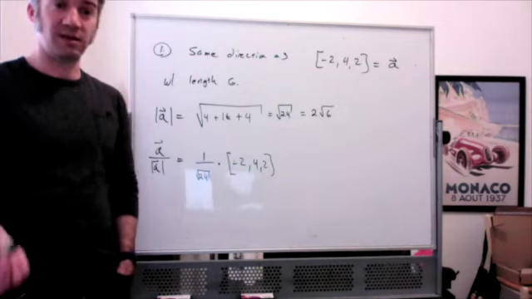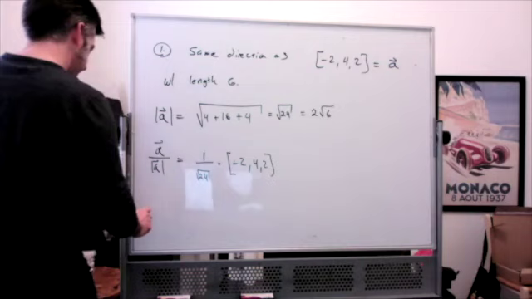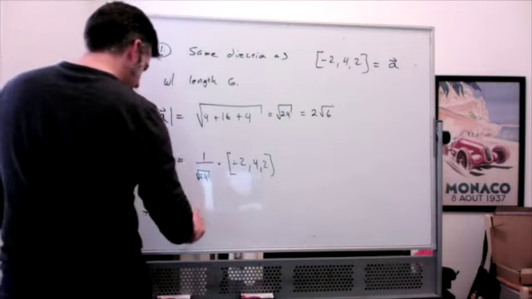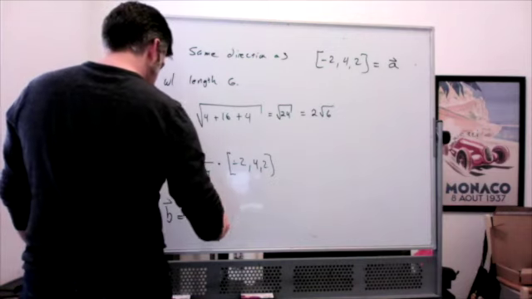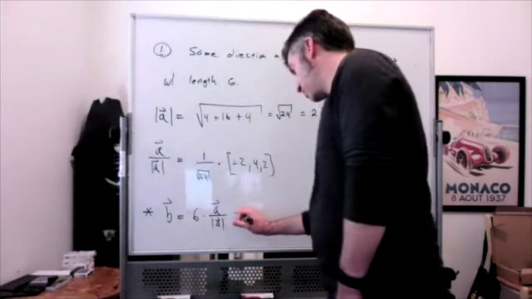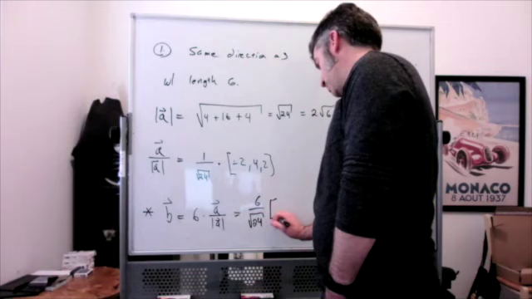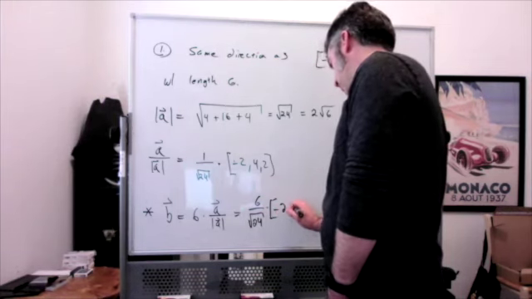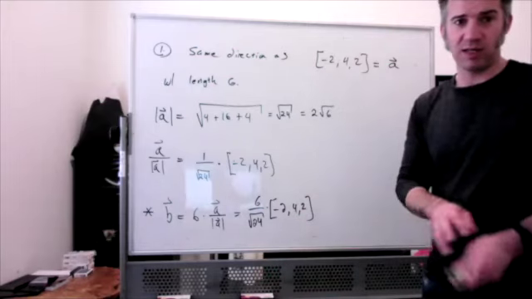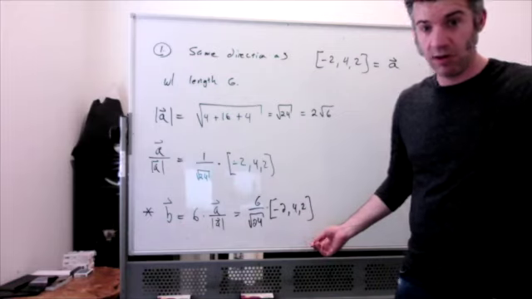The one that has length 6, you multiply it by 6. So then here's the vector we actually want. I'm going to call it B. The vector B is 6 times the vector in the same direction. It's a unit vector, which is going to be 6/√24 times the vector -2, 4, 2. So basically, if you want something to be in the same direction as another vector, it's just going to be a multiple of that vector. In this case, we multiply.